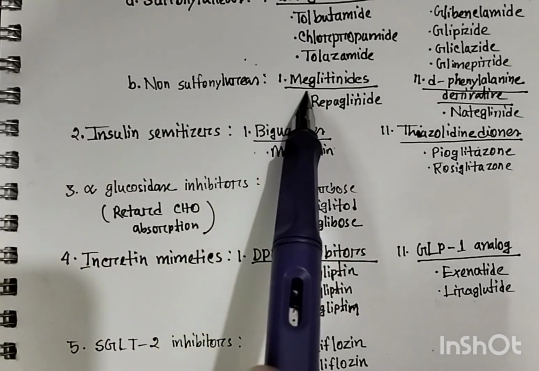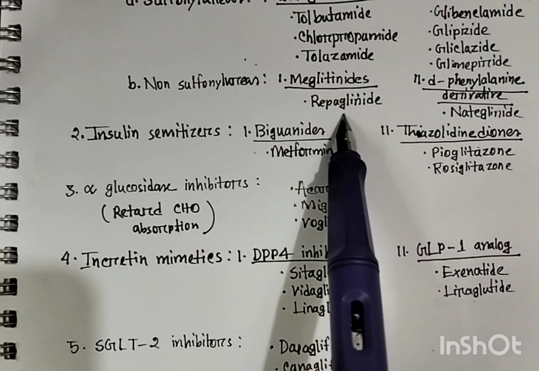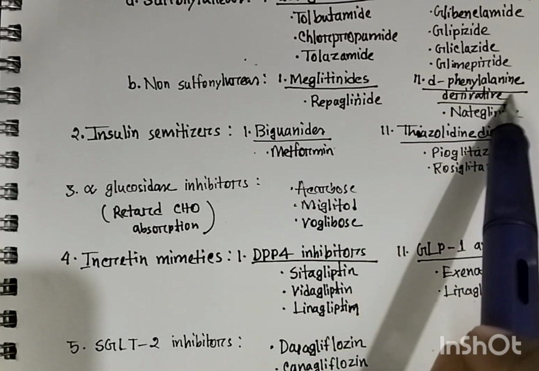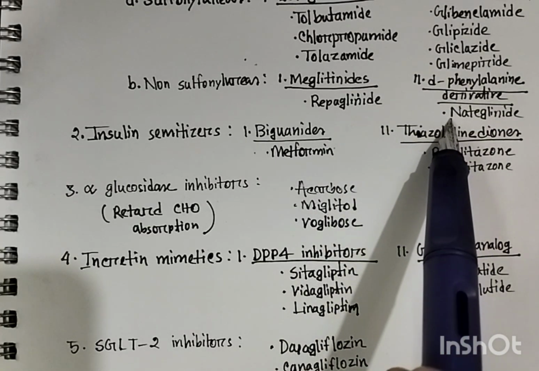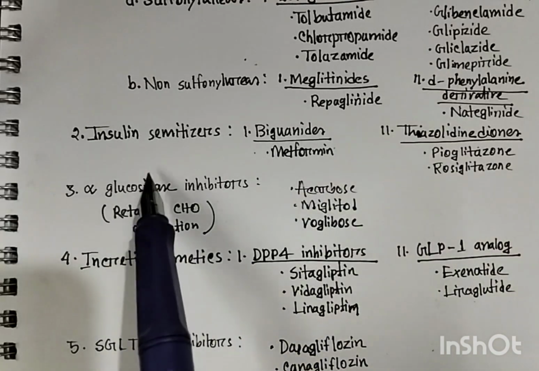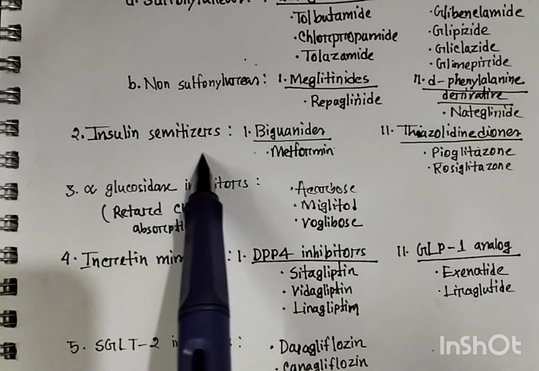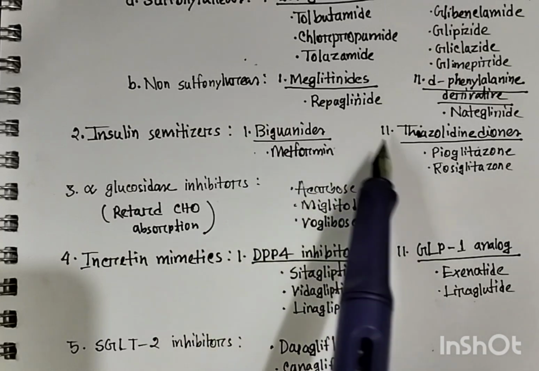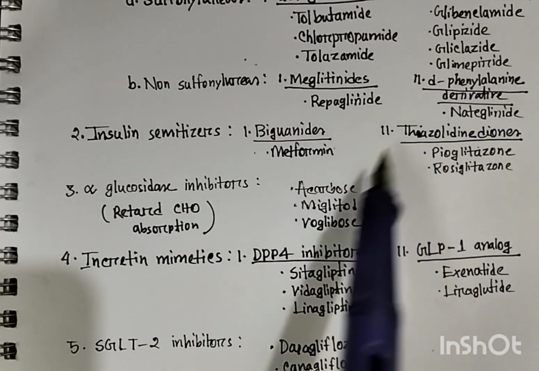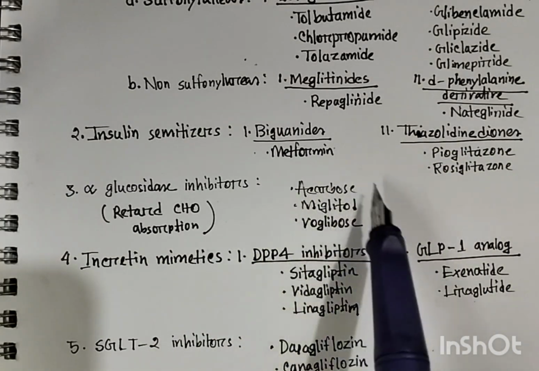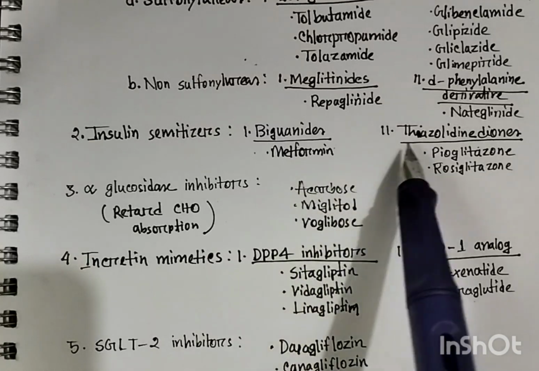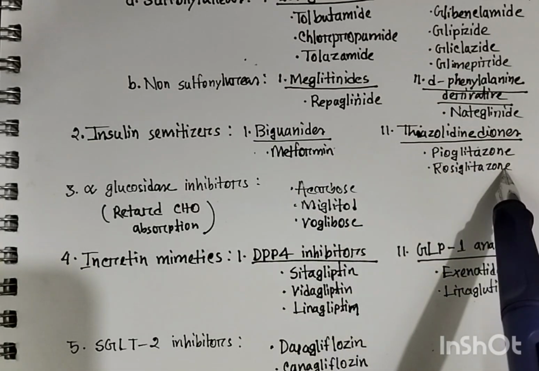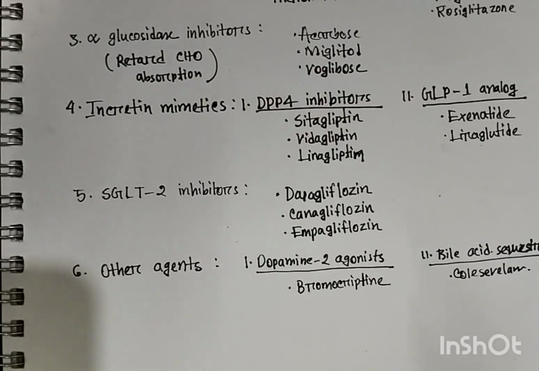Non-sulfonylureas include meglitinides, an example being repaglinide, and phenylalanine derivatives. The example is nateglinide. Now there are insulin sensitizers. There are 2 groups, biguanides and thiazolidinediones. Biguanides include metformin, and thiazolidinediones include pioglitazone, rosiglitazone, etc.